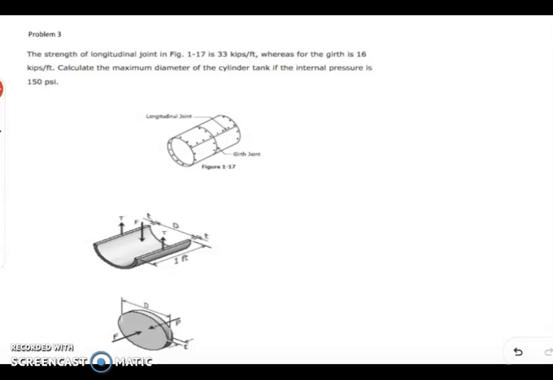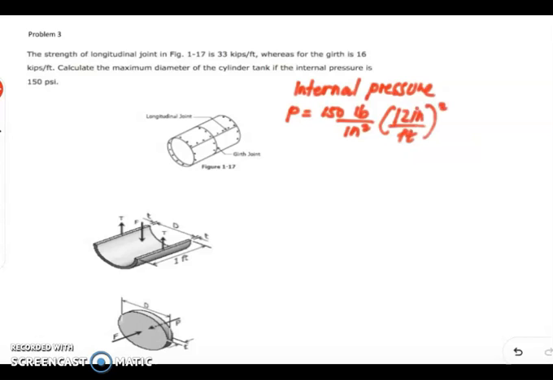So let's convert our internal pressure to pounds per square feet. So internal pressure is equal to 150 pounds per square inch times 12 inches over feet, raised to the second, so we get now 21,600 pounds per square feet. So we have our internal pressure.